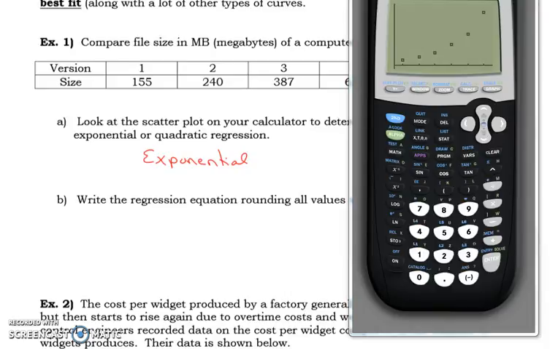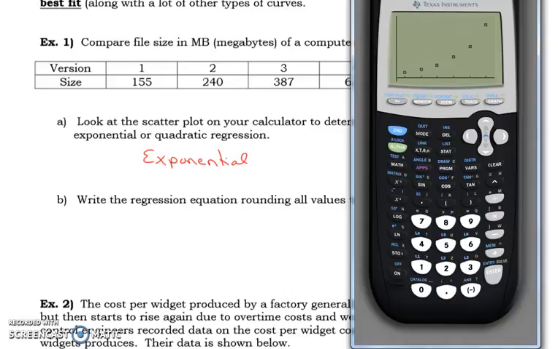Okay, I entered the data into the lists, and I did my scatter plot. Remember, you turn on your stat plots by doing second y equals, and you turn your plots on, and then you do zoom stat. And that will give you your scatter plot. And what I want you to notice is those data points start going in a curve. They start increasing very rapidly, which means exponential growth.